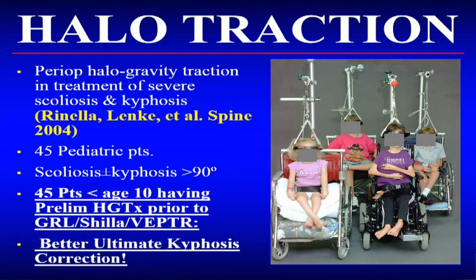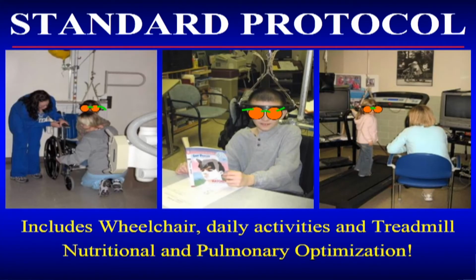I mentioned halo gravity traction. We use a lot of this in early onset patients, including those with congenital deformities. We just reviewed 45 patients in the early onset period, having either growing rods, shims, or vectors placed. And we find better ultimate kyphosis correction if we do preliminary traction than if we don't.